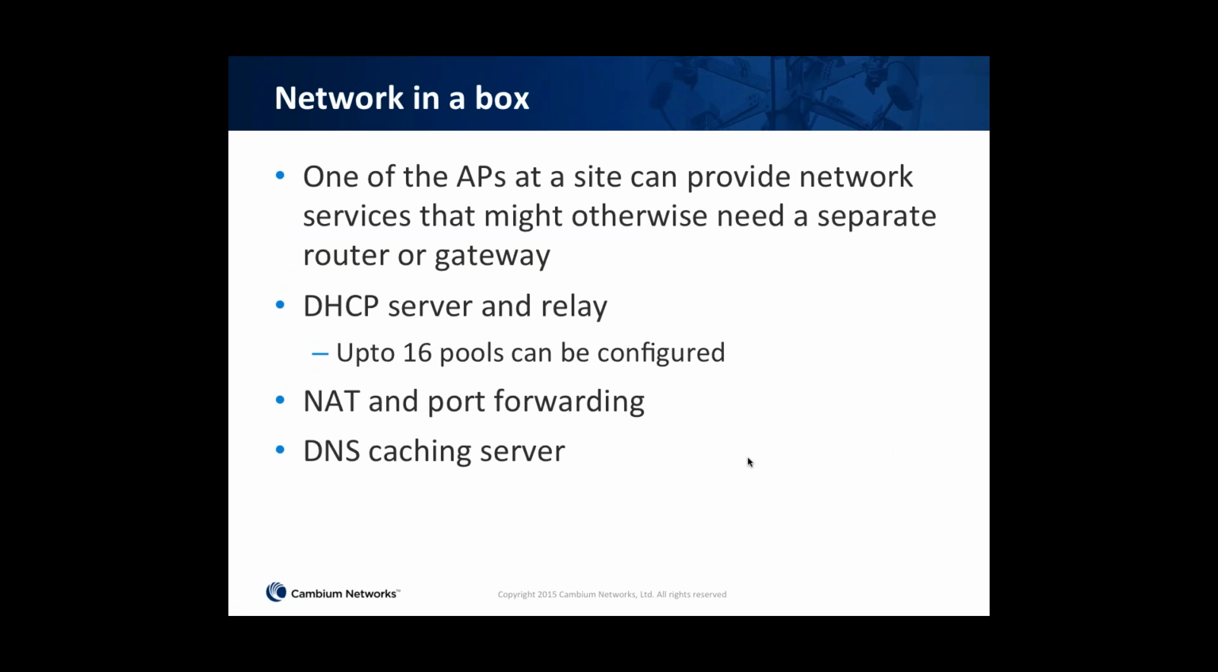The access point also acts as a network in a box. We have a basic DHCP server. We support NAT, and we also have a DNS caching server. So if you have a small site with 3 or 4 access points, you don't need another small router, say from a MikroTik. For instance, you could just have one of the access points configured to provide a DHCP server and NAT services. So among 4 access points, you can configure one, for instance, to be a router gateway, and the other 3 can be in just bridge mode.